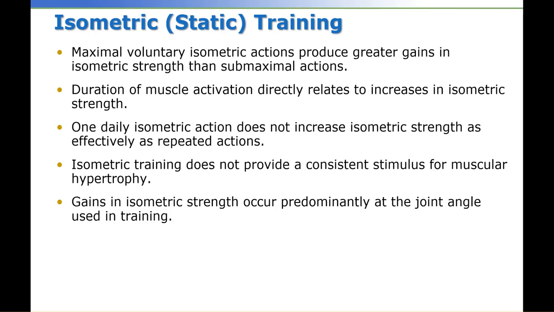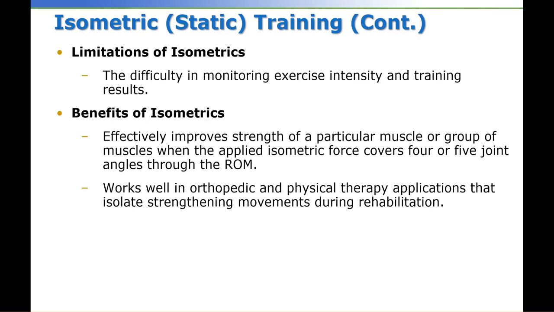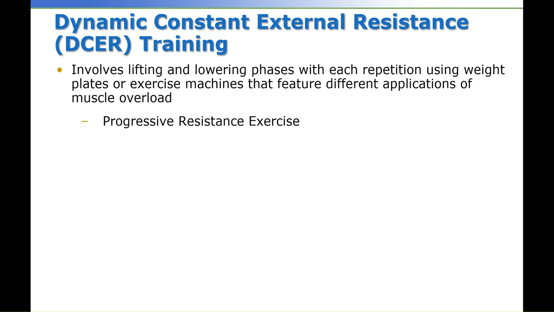So isometric training works well in orthopedic and physical therapy applications that isolate strengthening movements during rehab. Isometric measurement pinpoints areas of muscle weakness. Isometric training strengthens muscles at the appropriate joint angle in the range of motion. So it could help in regards to rehab. So let's talk about here: difficulty monitoring exercise benefits, orthopedic physical therapy, strength, particular muscle group, applied isometric force covers 4 or 5 joint angles for range of motion.